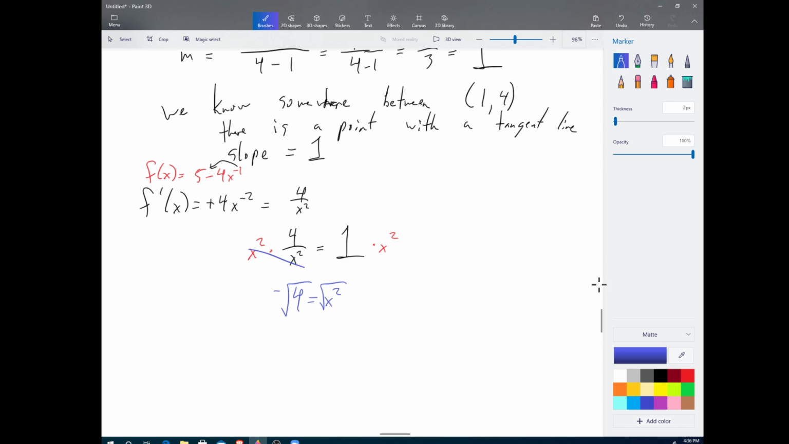And on this, remember, when you take the square root, remember to do a plus or a minus. So I get x would equal positive 2 or negative 2. And because I'm looking at a specific interval, I only want one of those answers.